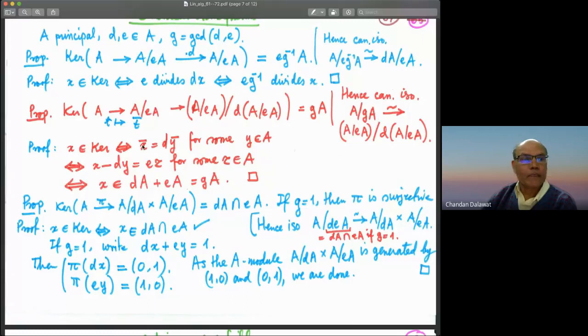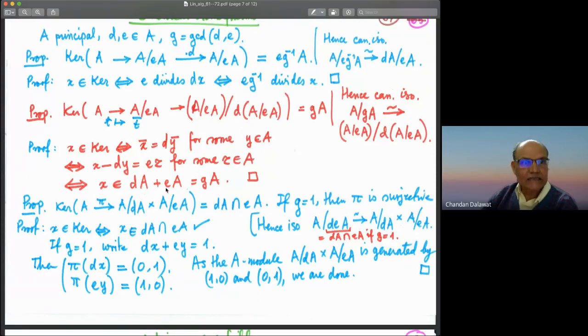So how do you prove that the kernel of this whole thing is equal to GA? Now, by definition, X belongs to the kernel if and only if X bar is equal to D times Y bar for some Y in A. The kernel of this map are multiples of D. That means that X minus DY is equal to EZ for some Z in A.